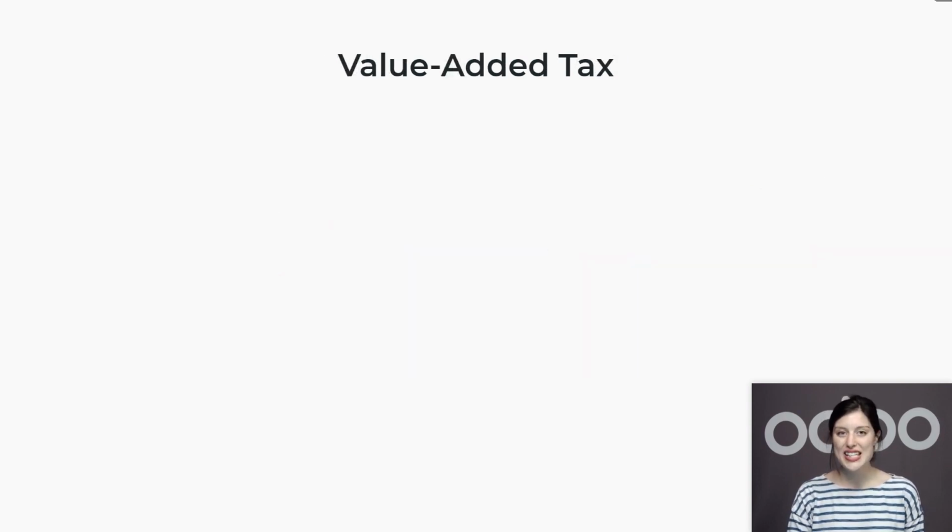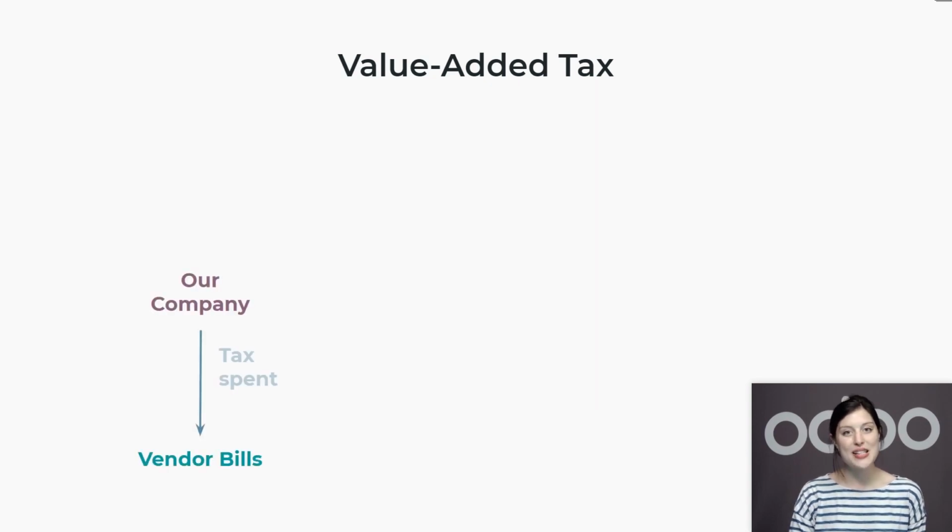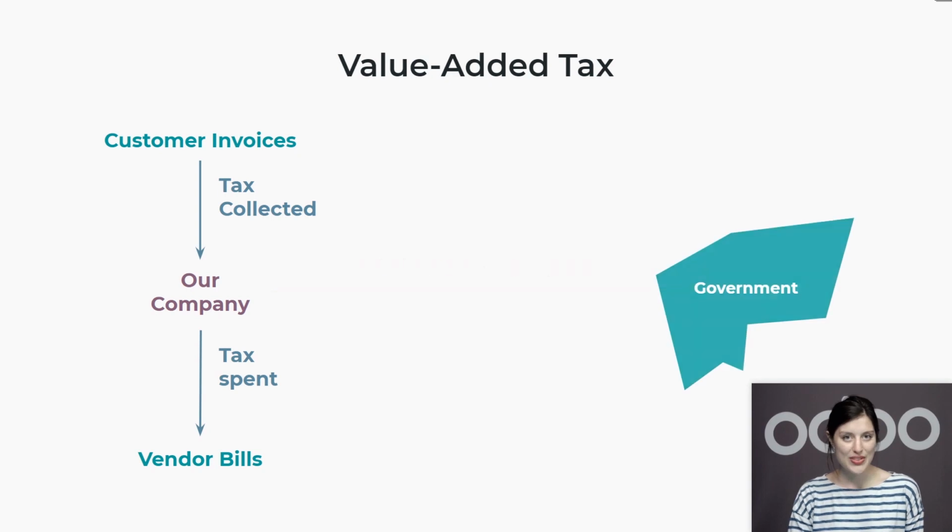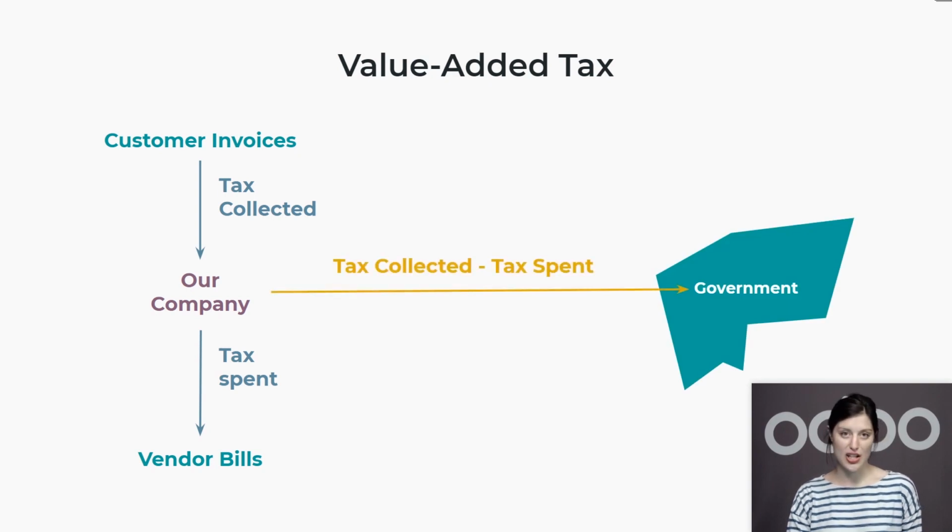Another form of taxation is the value-added tax, or VAT, also known as the goods and services tax, or GST. This tax is based on the increase in value of a product or service at each stage of production or distribution. Concretely, this means that we add all the taxes we spend on the vendor bills, and we also add all the taxes we collect from our customers. The difference between the two is what we send to the government.